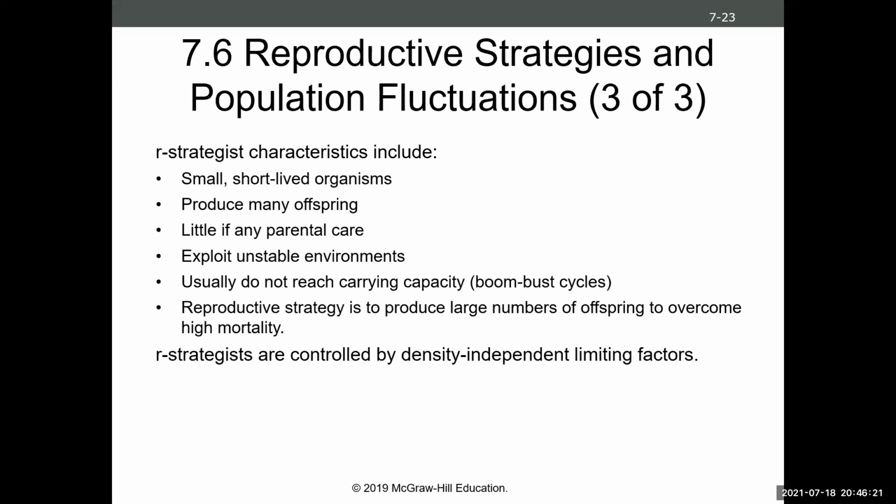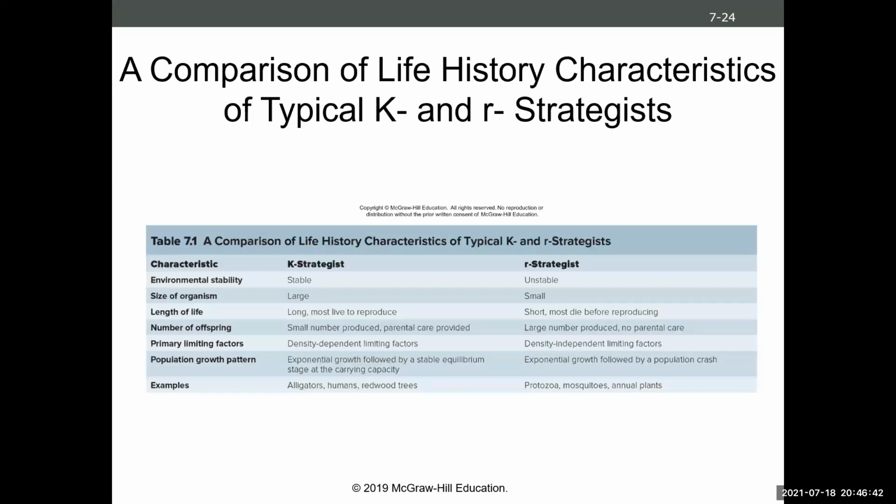Their reproductive strategy is to produce a lot of offspring to overcome high mortality, so that they can survive whatever environment they're in. r strategists are typically controlled by density independent factors, whereas K strategists are usually controlled by density dependent factors. Here's a table that summarizes those K strategist versus r strategist life history cycles.